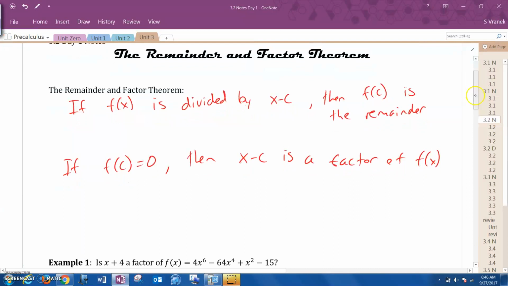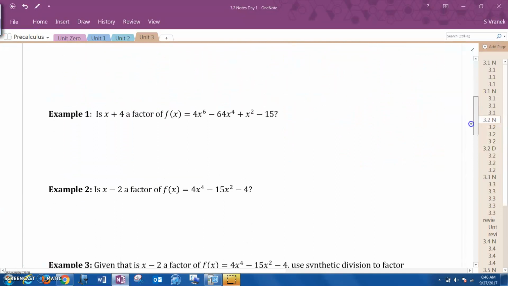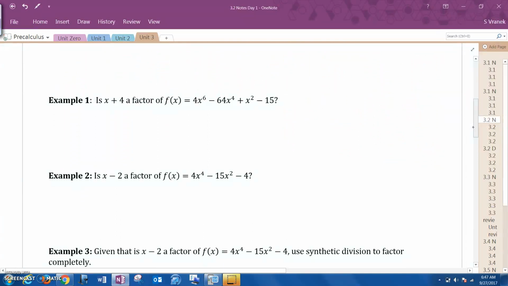Alright, so pause the screen if you need to keep writing, otherwise I'm going to keep going. So first example says, is x plus 4 a factor? Well, first thing you have to do is figure out what the c value is here. Since it's x plus 4, we're using x equals negative 4, and we're going to plug that in to our equation. So do f of negative 4, you get 4 times negative 4 to the 6th power, minus 64 times negative 4 to the 4th, plus negative 4 squared, minus 15.